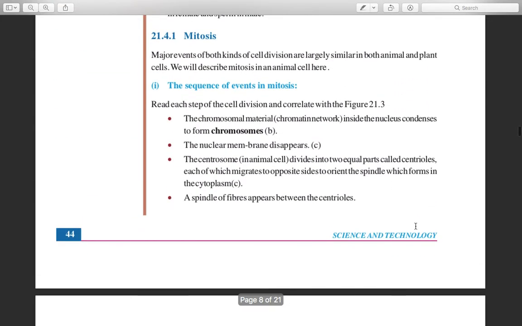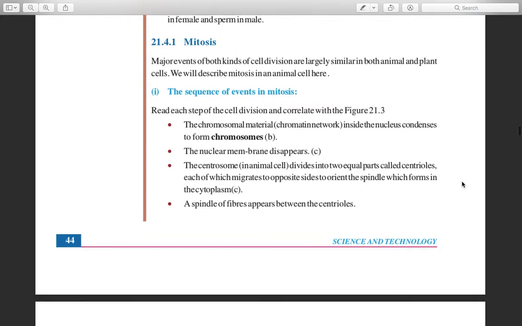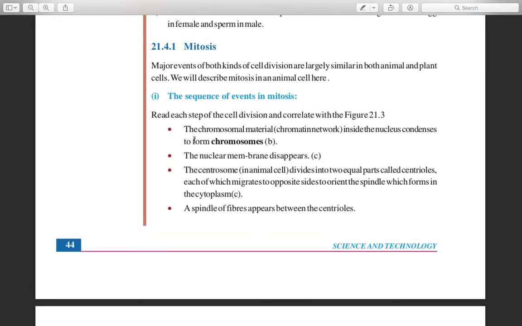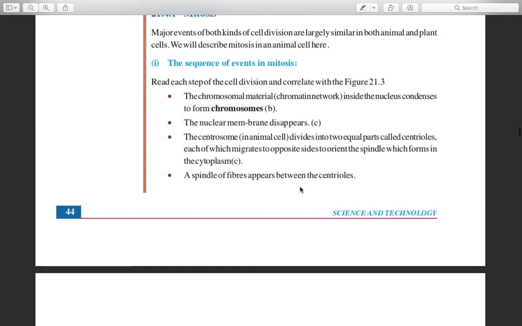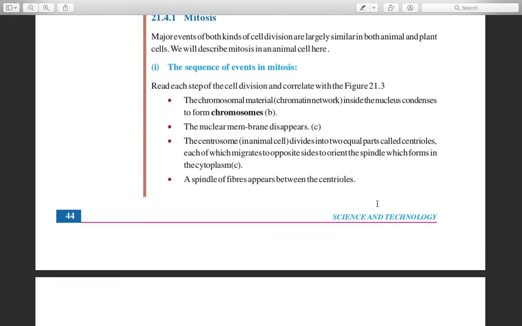Dear students, in this lesson there might be complex topics, but I ask you to read many times, maybe 3, 4, 5 times, so that you become familiar with these topics. So the first step is that the chromosomal material, the DNA present in the chromosome, the chromatin network as shown here, is inside the nucleus. We told that the DNA is present inside the nucleus, and the DNA is present in the chromosome.